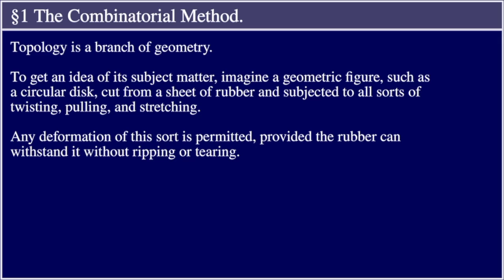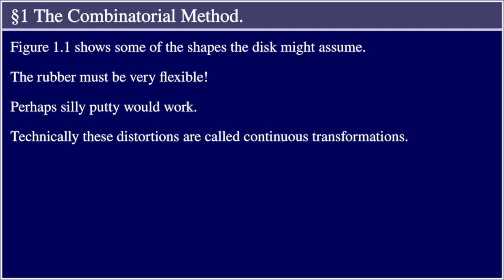Topology is a branch of geometry. To get an idea of its subject matter, imagine a geometric figure, such as a circular disc cut from a sheet of rubber and subjected to all sorts of twisting, pulling, and stretching. Any deformation of this sort is permitted, provided the rubber can withstand it without ripping or tearing. Figure 1.1 shows some of the shapes the disc might assume.